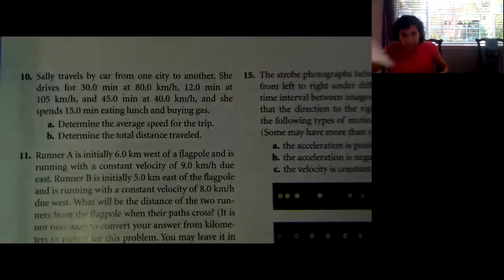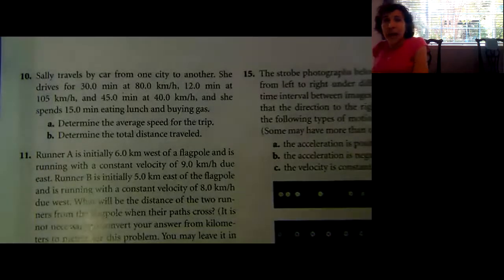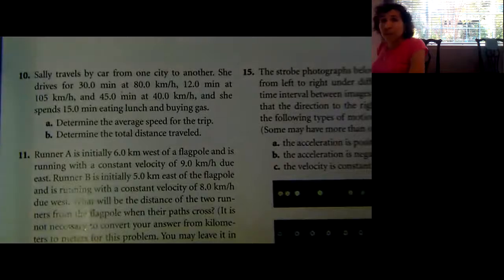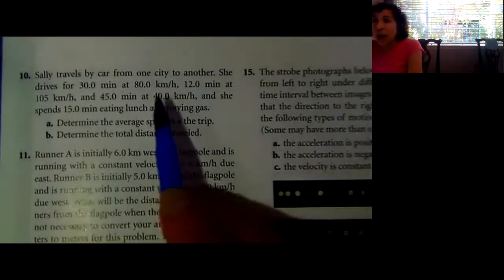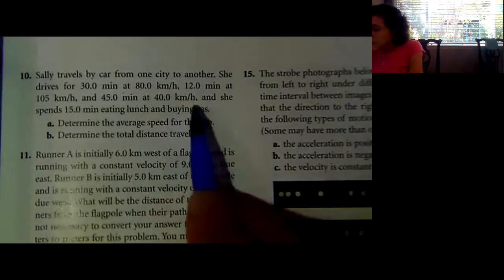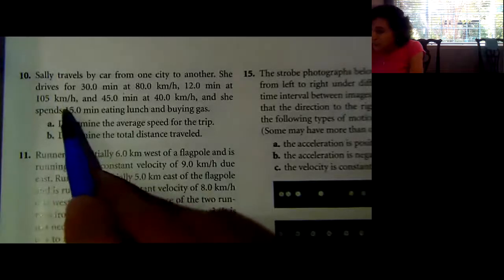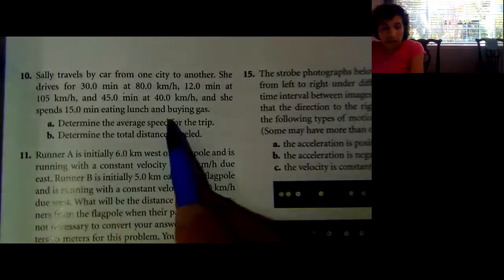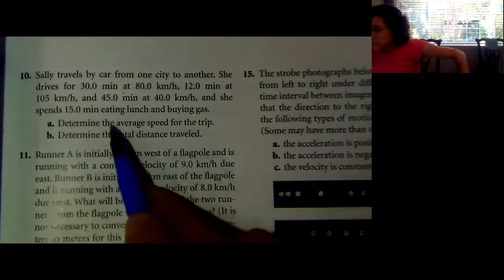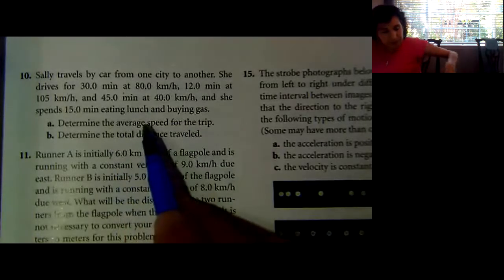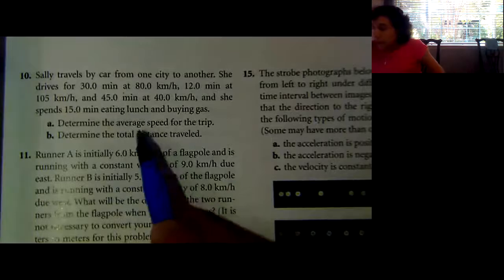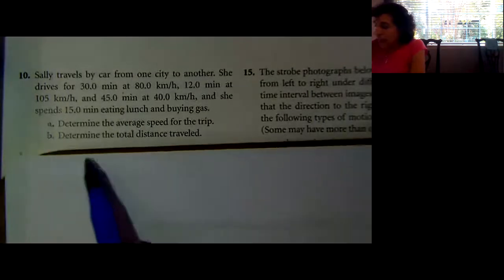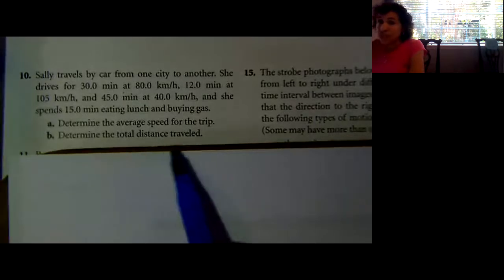Fun word problem here. Number 10, it says, Sally travels by car from one city to another. She drives 30 minutes at 80 kilometers per hour. Then she drives 12 minutes at 105 kilometers per hour. Then she drives 45 minutes at 40 kilometers per hour. Then she spends 15 minutes eating lunch and buying gas. All right, good day for Sally. A, determine the average speed for the trip. And B, determine the total distance traveled.